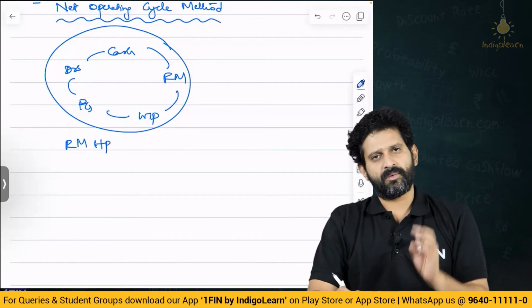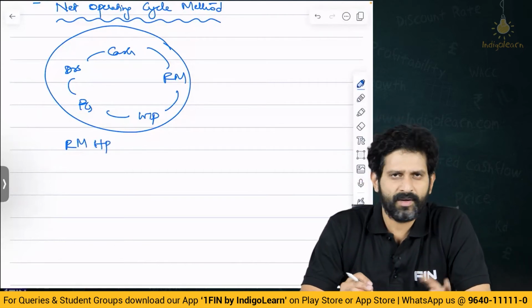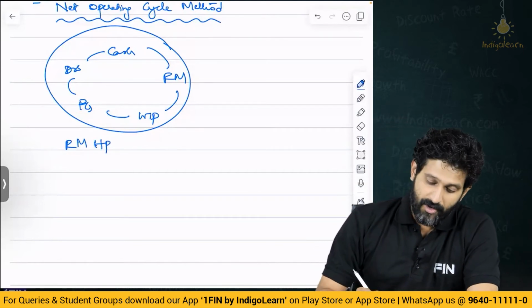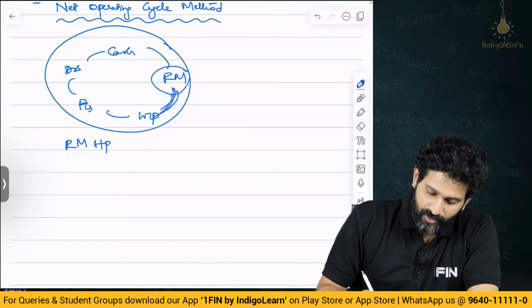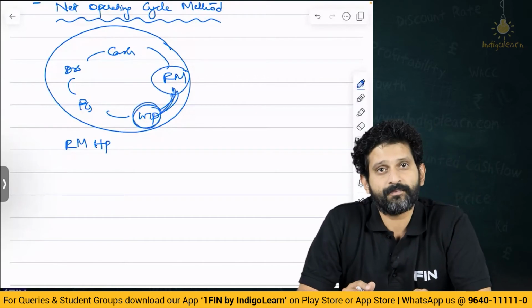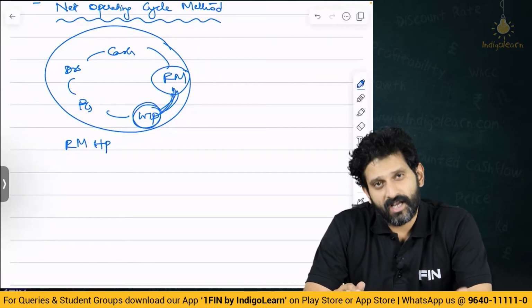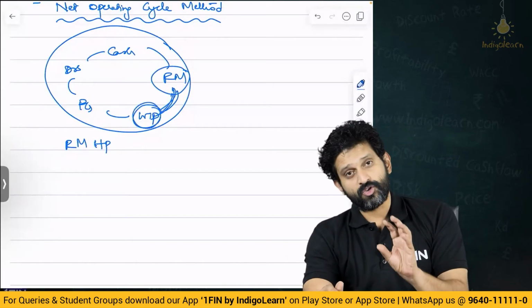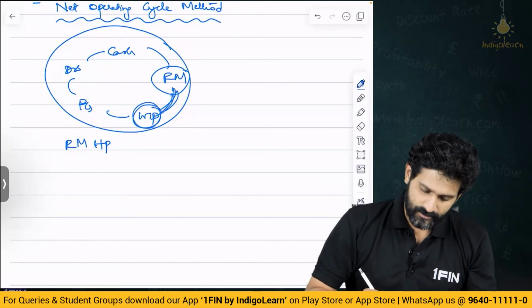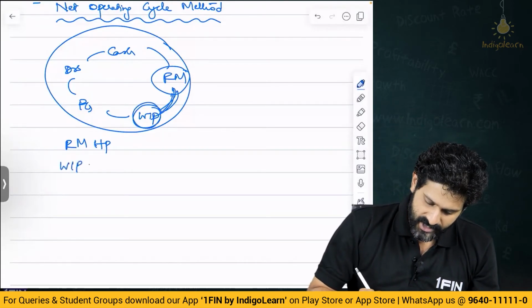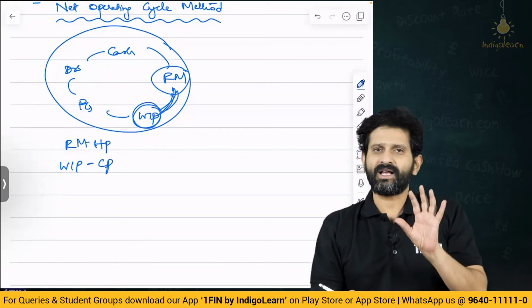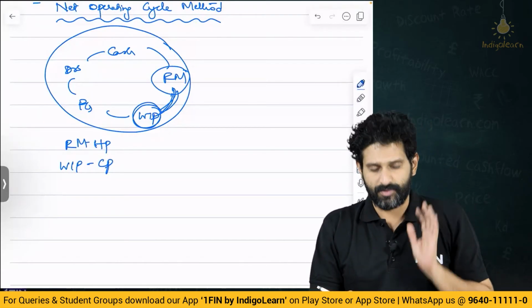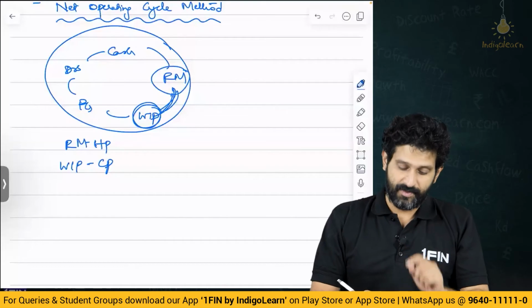There are different names given to the raw material consumption period or raw material holding period, anything is fine. Now, from this stage it went to work in progress. For work in progress, it is there for a while. How much time did it take to get from work in progress to become a finished good? That is called work in progress conversion period. This is raw material holding period or raw material consumption period. How much time does it take to get consumed? Next, work in progress conversion period.